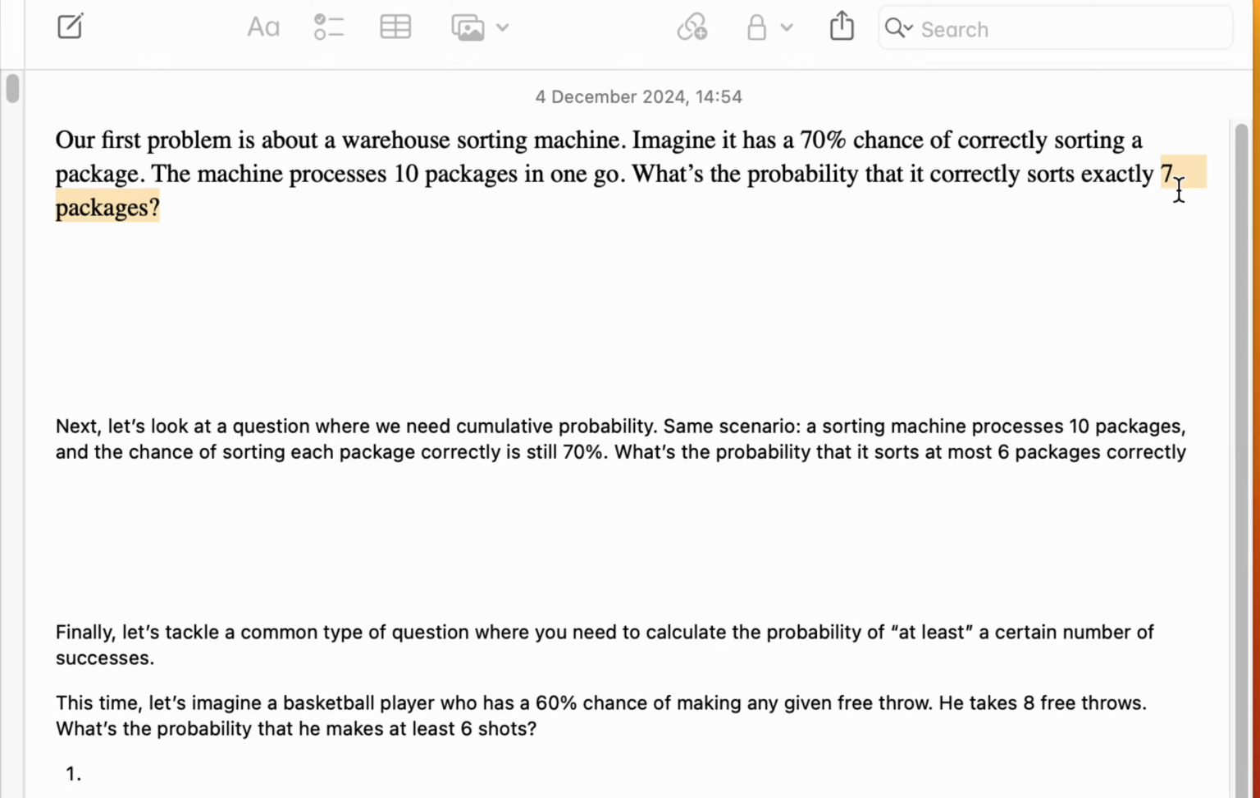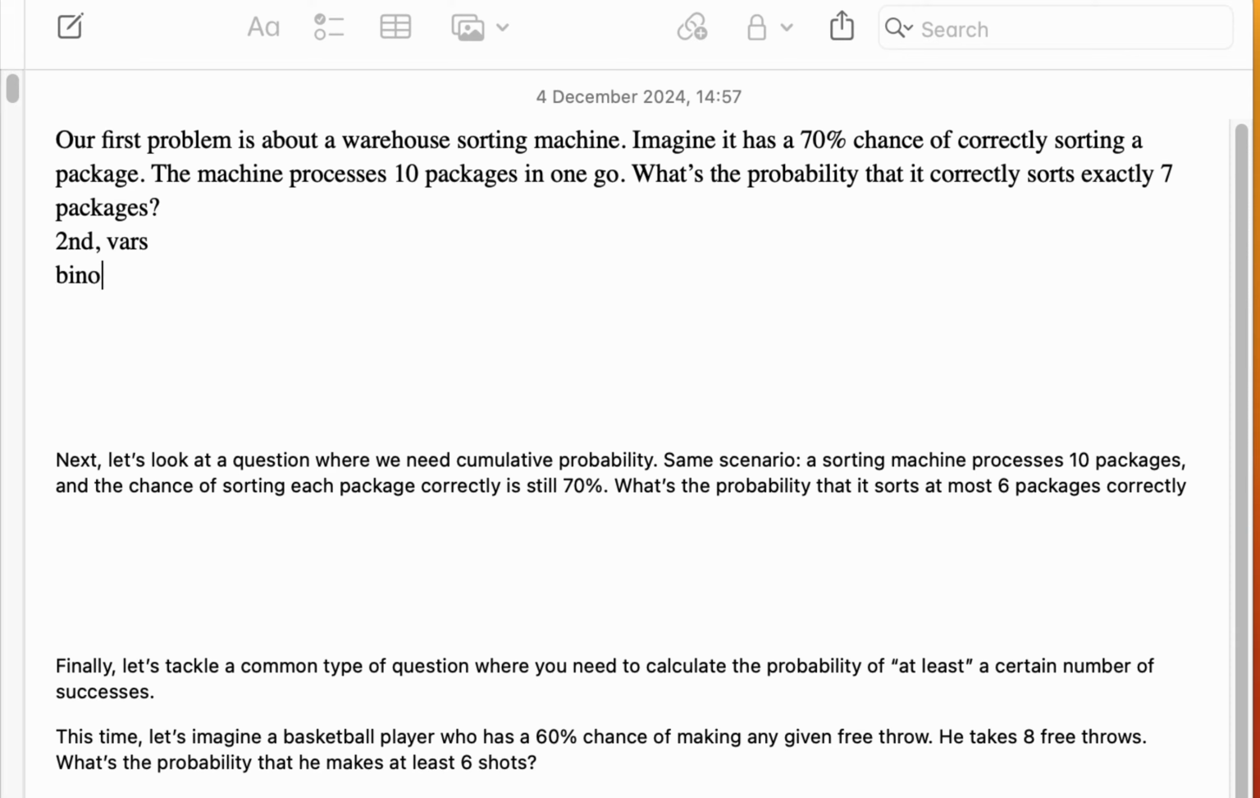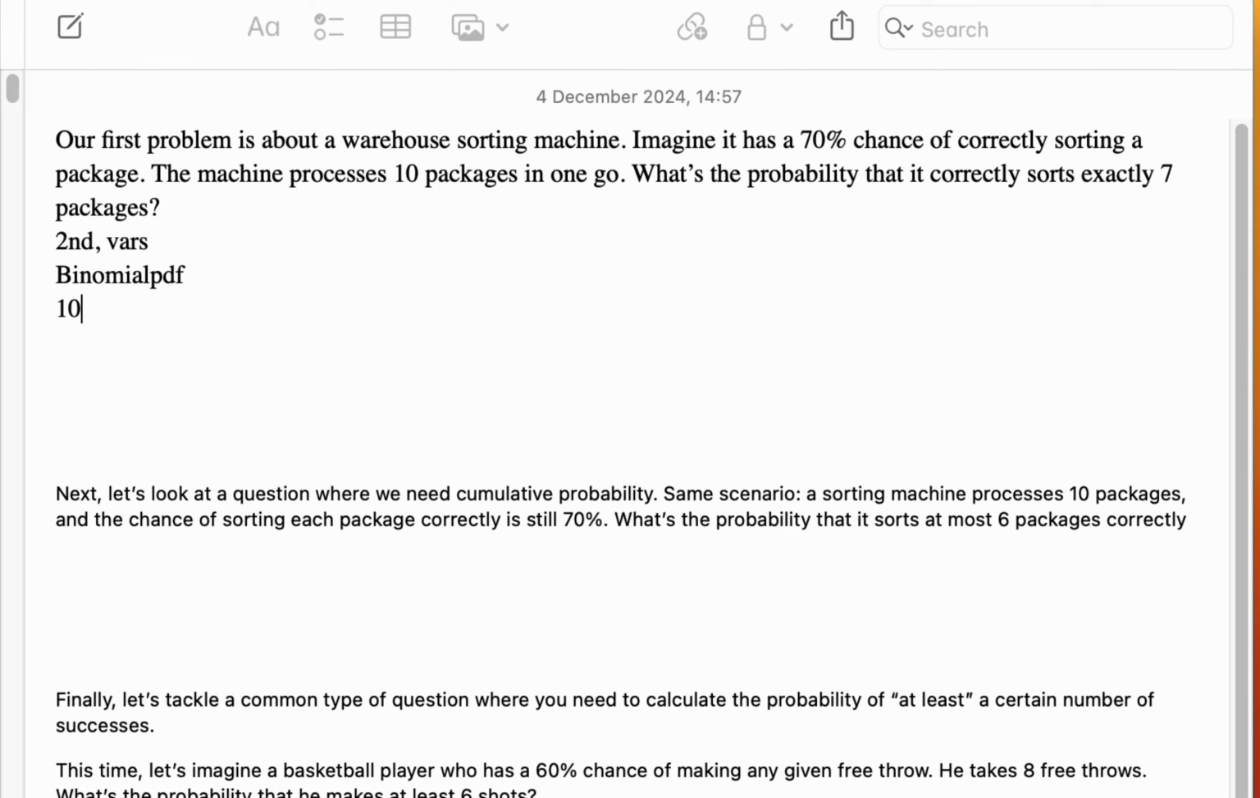So what we need to do is turn on the calculator and press second vars. When we have done that, we need to select Binomial PDF. We need to input N, P and X, which is going to be 10 is the number of trials because there are 10 packages, P 0.7, which is the probability of success, and 7 is the number of successes we want. Press enter and the TI-84 will give you the probability. So the probability of sorting exactly 7 packages is going to be the answer to this problem.